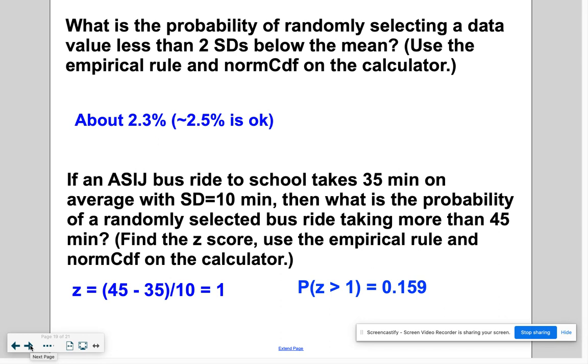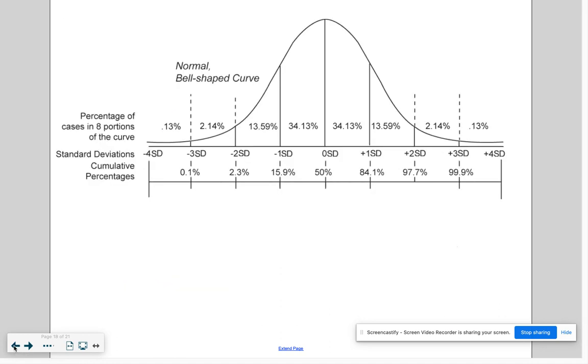Okay, so this part is kind of just using this idea of probability in a normal curve. And then I'm also going to show you how to use the calculator at this point. Okay, so what's the probability of randomly selecting a data value less than 2 standard deviations below the mean? You can use the empirical rule because this is exactly 2 standard deviations. So if I remember this is randomly select one data value. So let me go back to that. We're going 2 standard deviations below the mean.